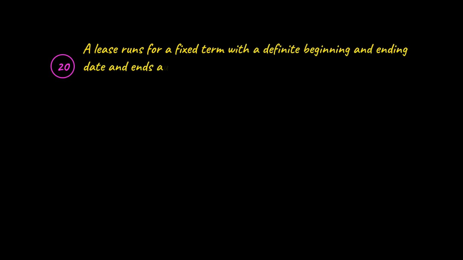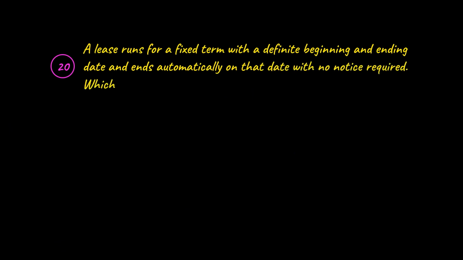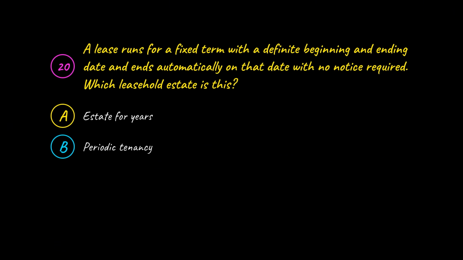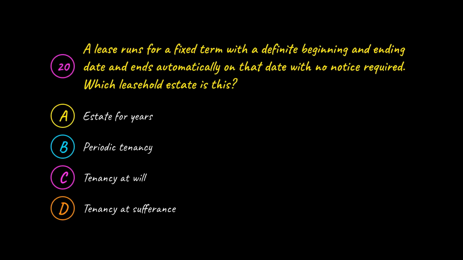Question 20. A lease runs for a fixed term with a definite beginning and ending date, and ends automatically on that date with no notice required. Which leasehold estate is this? Your options are A. Estate for years. B. Periodic tenancy. C. Tenancy at will. D. Tenancy at sufferance. What's your answer? Commit to one before I continue.